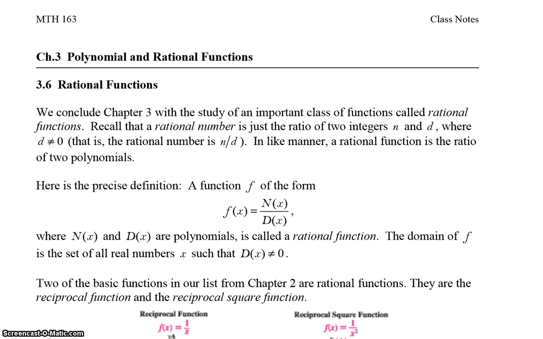The domain of f is the set of all real numbers x such that the denominator is not equal to 0. Now with polynomial functions, we had an unrestricted domain. The domain was the set of all real numbers unless we restricted it ourselves. With rational functions, we have to pay attention to the possibility of division by 0. And this is one of the things that distinguishes dealing with rational functions from dealing with polynomial functions, is the fact that we have domain restrictions and we have to understand what happens in cases where the function is undefined.